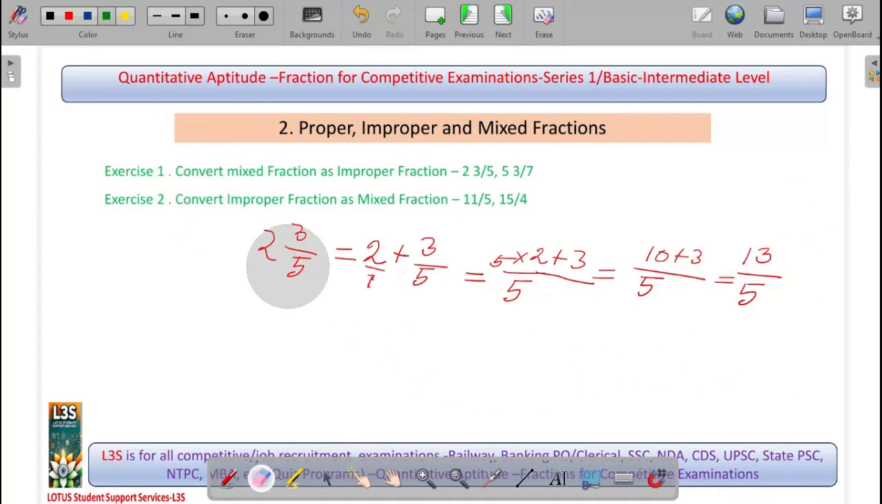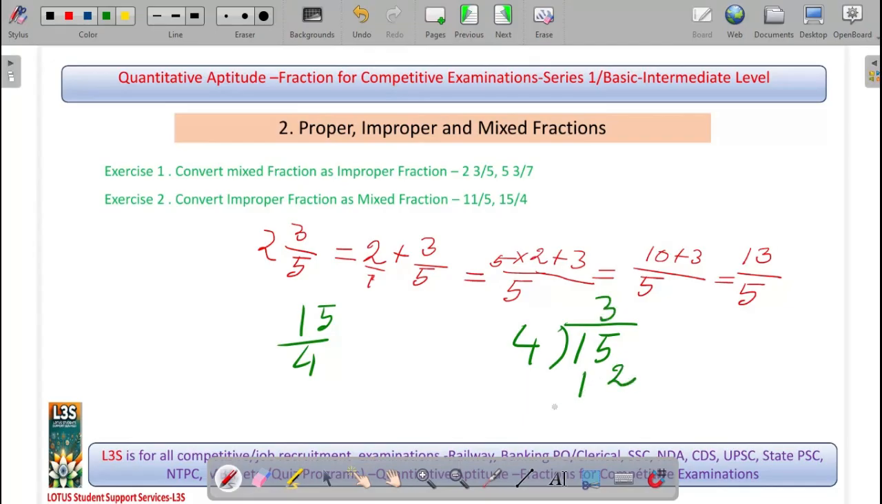Next one is 15 by 4. So we will divide 15 by 4. 4 3s are 12. 3 will be remaining. So the mixed fraction will be this: 3 will come first, then the remainder 3, then 4. So 3 3 by 4 will be the result.